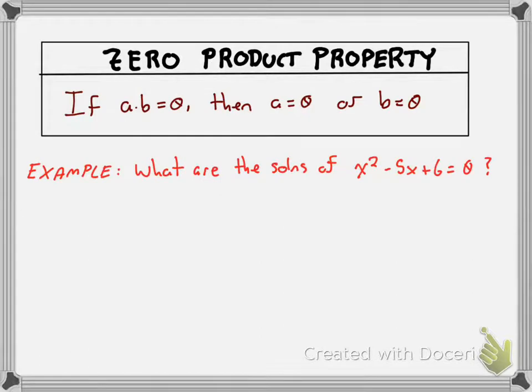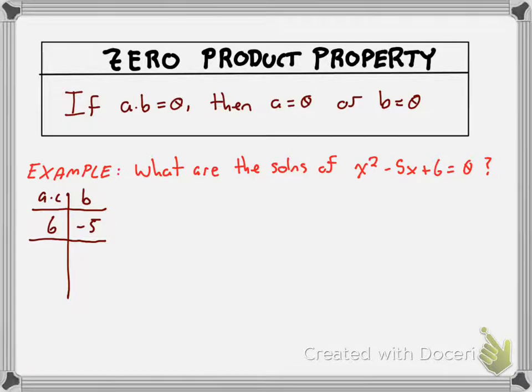For example, let's say I have the equation x squared minus 5x plus 6 equals 0, and I want to know the solutions of it, which is why it's set equal to 0. Something that I'd want to do here to start is I want to get this into factored form. So using my AC method, I want two numbers that multiply to give me 6, add to give me negative 5.